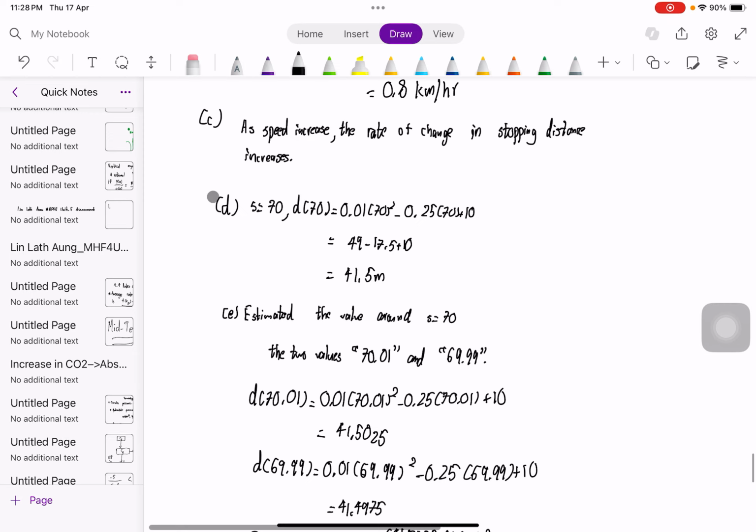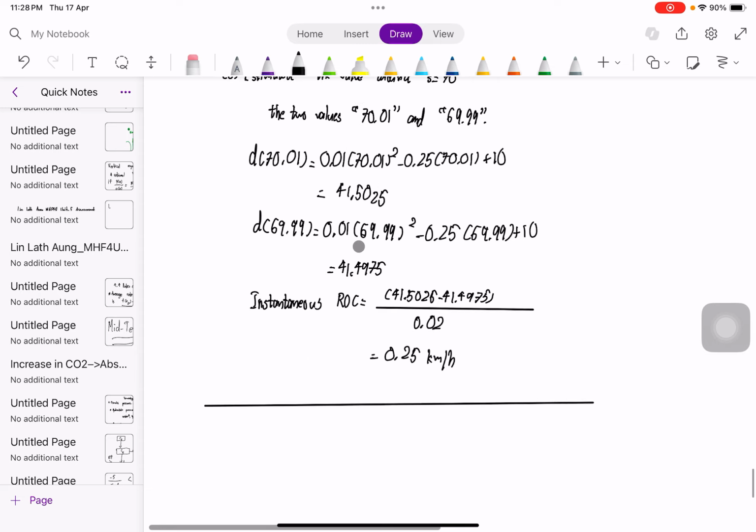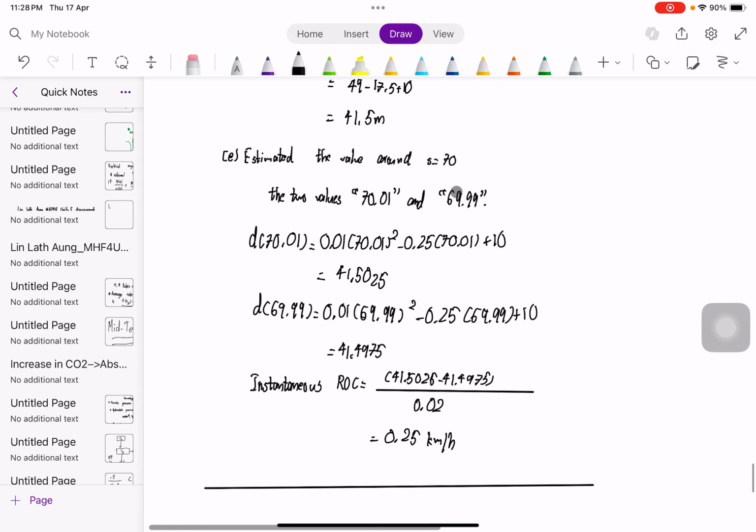And number 3, the relation is directly proportional, so as one increases, the other increases. So number D, we can substitute this value and we get the value. And number E, we center around this value, find the lower and upper margin, and get the instantaneous ROC as a result.